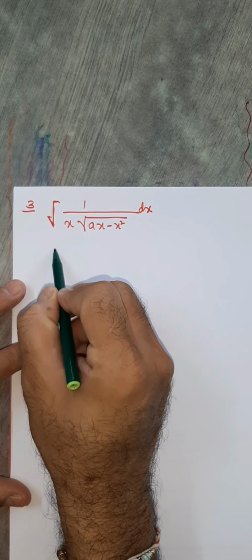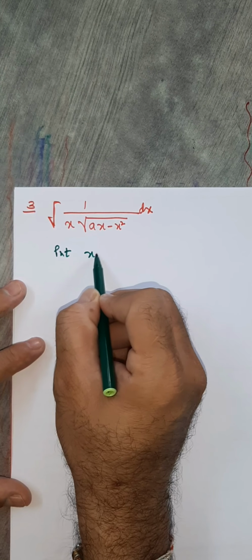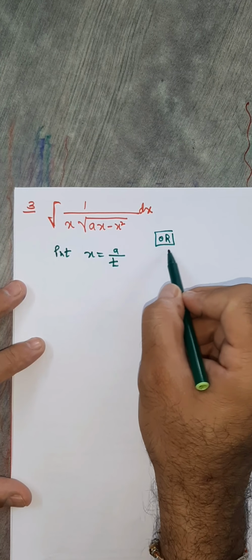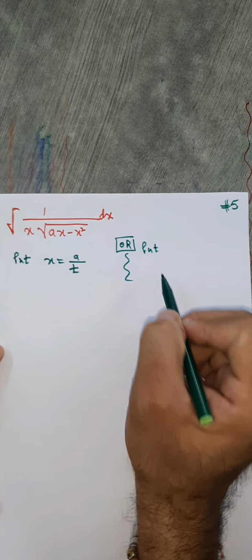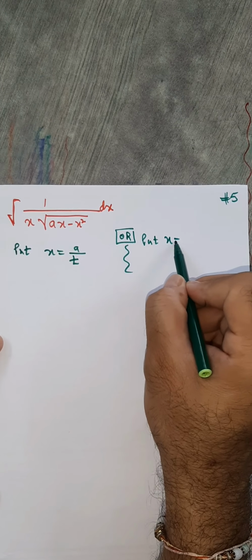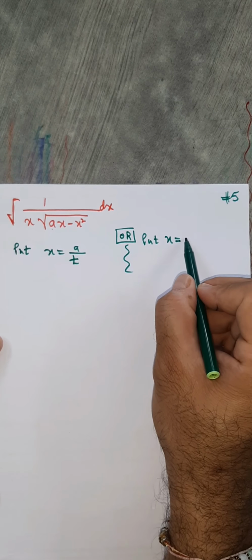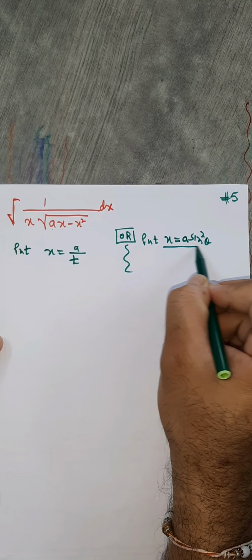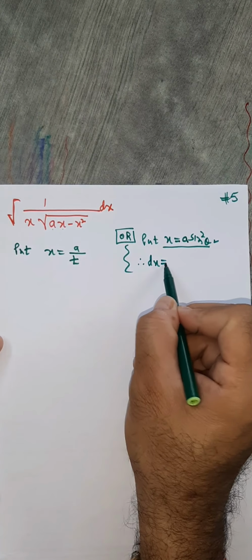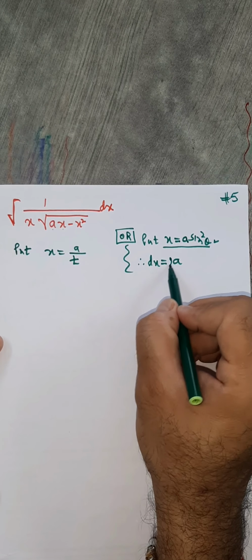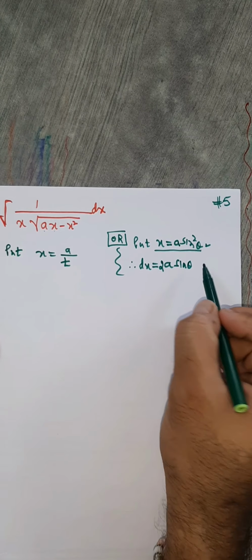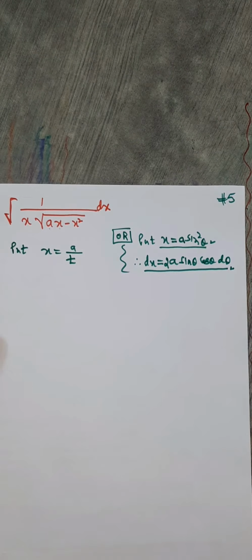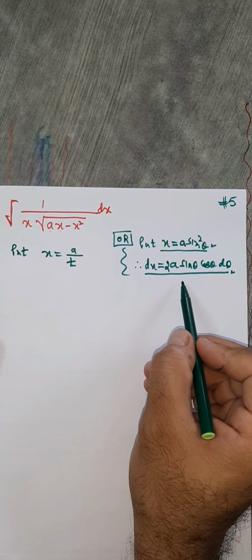Here, one way to do this question is as given, that substitution: put x is equal to a by t. This is one. The other way, if you are interested, you can try trigonometric substitution. Put x equals a sine squared theta, since a is there. So what is dx? dx equals a as it is, and by chain rule this is twice sine theta into cos theta into d theta. This is one way to handle this, by trigonometric substitution.